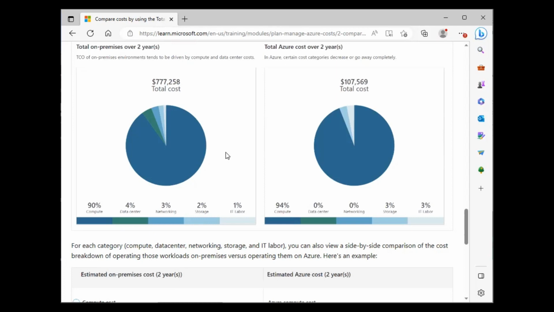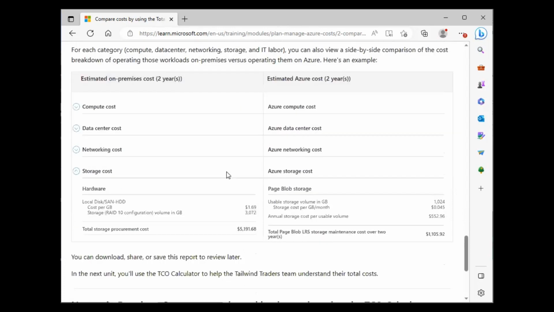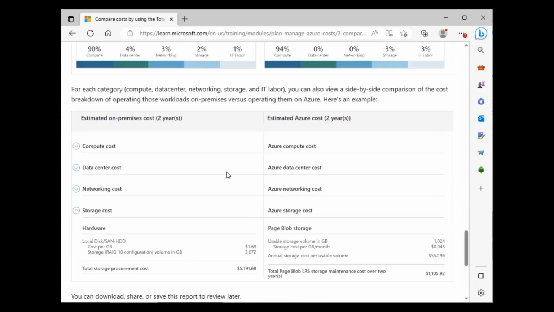Here's an example. Okay, in this table, on the left, estimate on-premise cost 2 years. On the right, estimate Azure cost 2 years. Okay, compute cost, data center cost, networking cost, and storage cost, hardware, total storage procurement cost, 5,191.